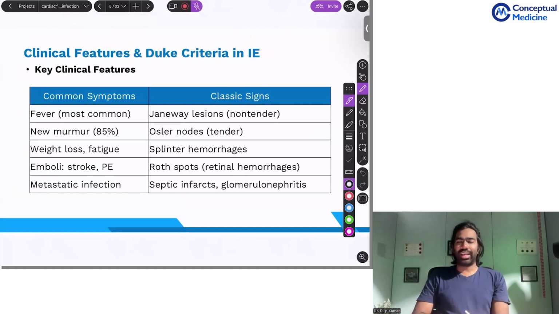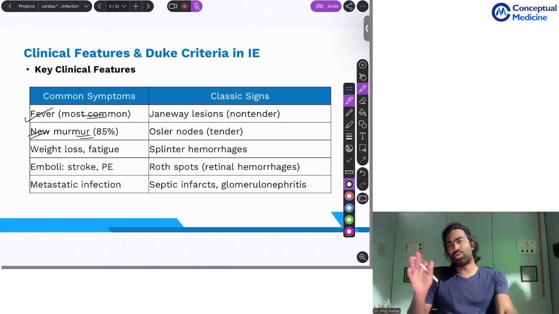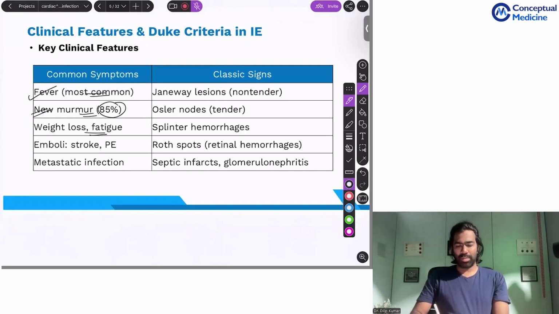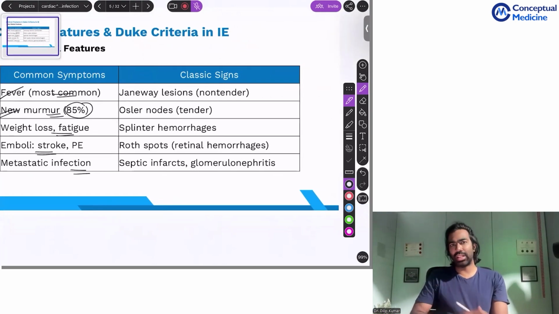And what are the key clinical features? The most common feature is fever that is seen in more than 85% of the patients, 85 to 90% of the patients. The most important sign is going to be a new murmur, and it's almost always going to be a regurgitant murmur, like an MR murmur, a TR murmur, or an AR murmur. And whenever the patient is having a fever and a new murmur, in practice it's almost always equal to IE unless proved otherwise. And patients can have weight loss, fatigue, and can present with embolic phenomena like stroke or pulmonary embolism, and with features of metastatic infectious lesions as well.